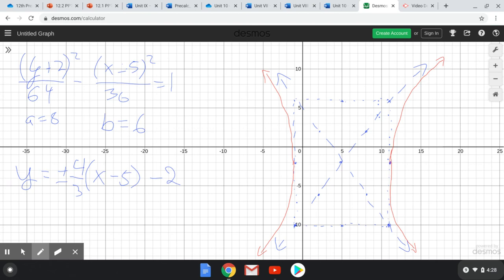One last thing we have to do is find our foci. I'm going to do that in green just to show a different color. So again, c squared equals a squared plus b squared, which is 64 plus 36, which is 100. So c squared is 100, c is 10. Okay.